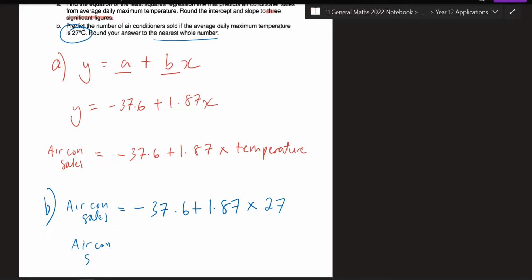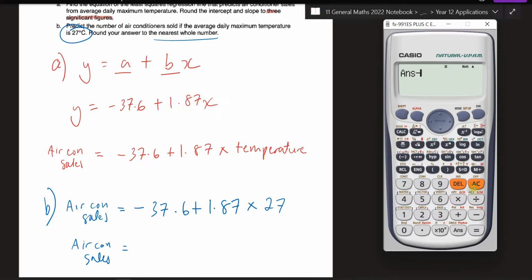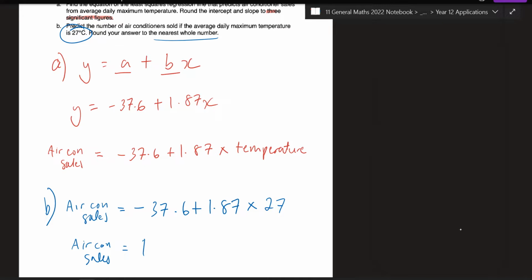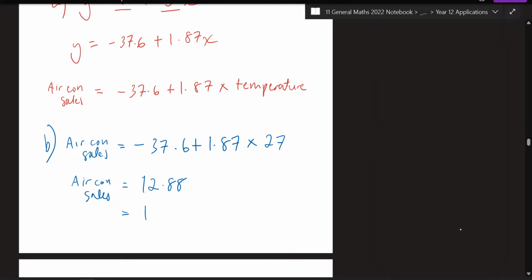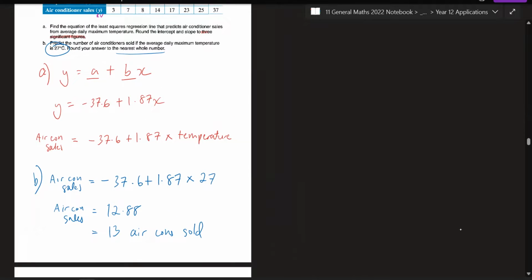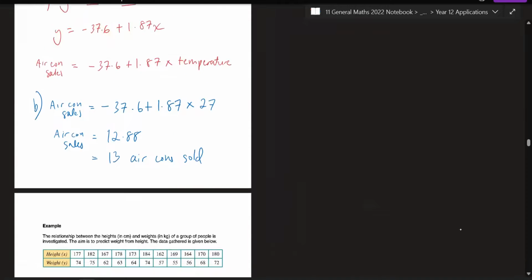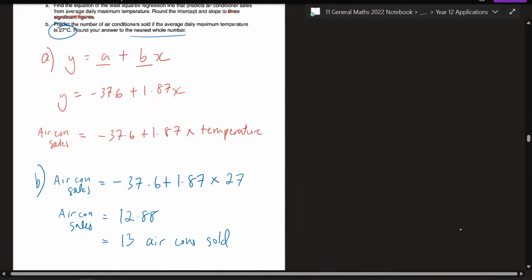Okay, let's work that out. Negative 37.6 plus 1.87 times 27. Okay, 12.88. Obviously, you can't sell 0.88 of an aircon, so you do need to round it to 13 aircons. Okay, and that's it. Not too hard. I think the next question is more or less the same thing, so we won't go through it. But everyone understand that?